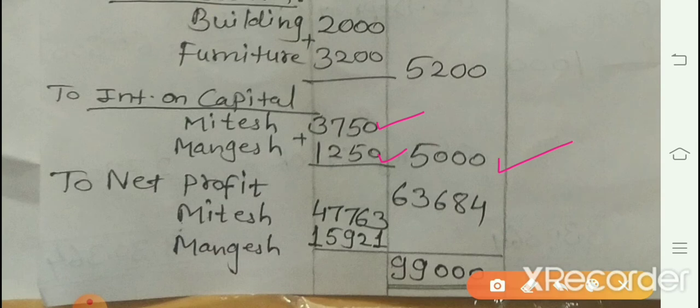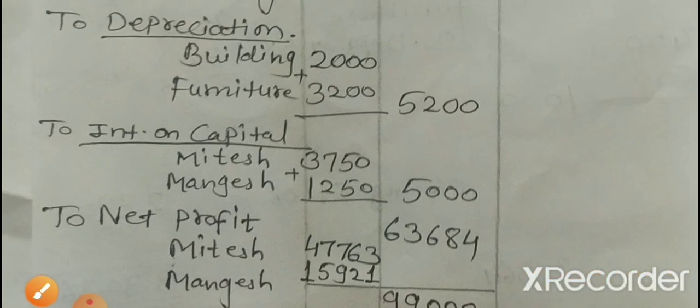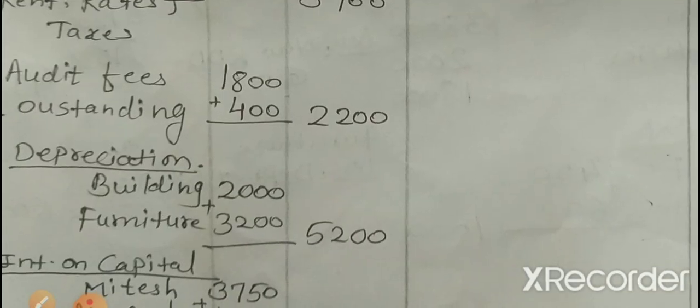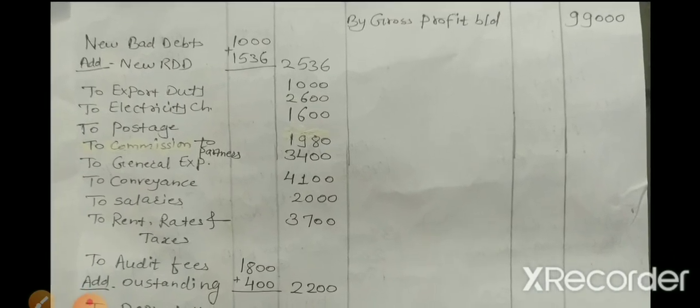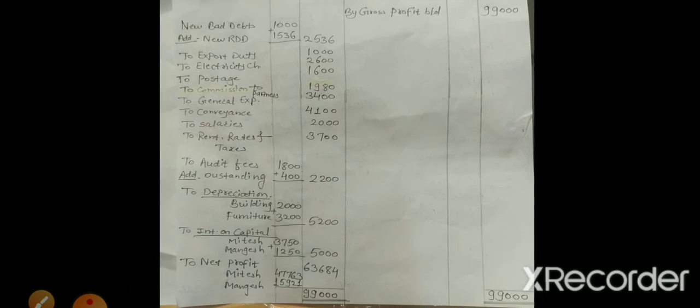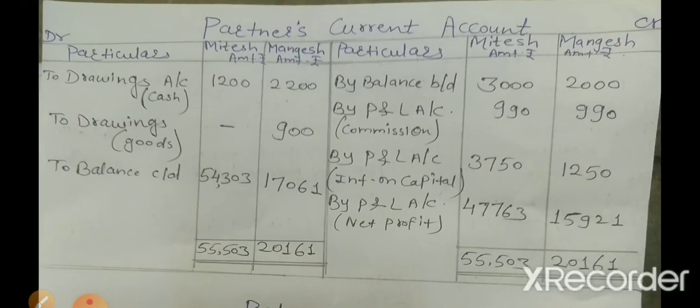This interest on capital of partners is expenditure for the firm. That's why we have written it on debit side of profit and loss account. Second effect, we wrote it on credit side of partners current account. Then there is no indirect income for the business, hence we only brought forward the gross profit. Now close the profit and loss account. Before closing it, let us have a look on partner's current account. See, this is the partner's current account.